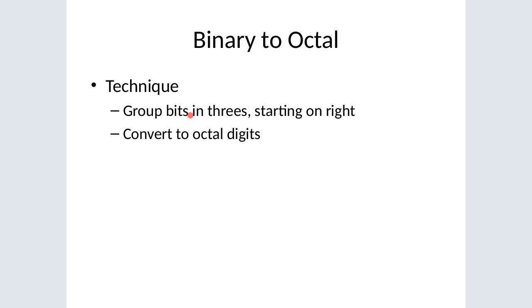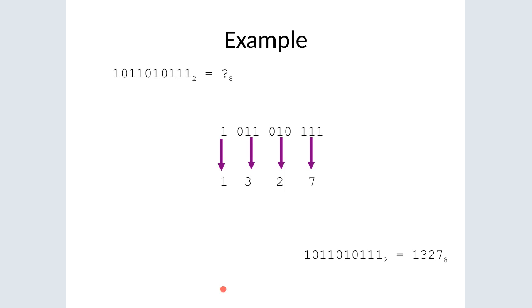Group the bits in threes, starting on the right, and convert each group to a digit. So we are doing the reverse of what we did, octal to binary, right? And this one you have to follow. You may get confused, maybe I'm explaining too fast, but you need to take your time and check them. So we want to convert a binary number to octal.